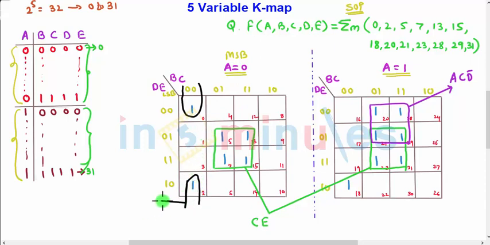So the name of this group will be, first of all, A is equal to 0 common, therefore I will write A bar, and then afterwards I will go straight upwards, both the bits are common, B, C, so I will write B bar, C bar, and if I go leftwards, again 0 bit is common, which is for E, so it will be E bar. So the group name is A bar, B bar, C bar, E bar.